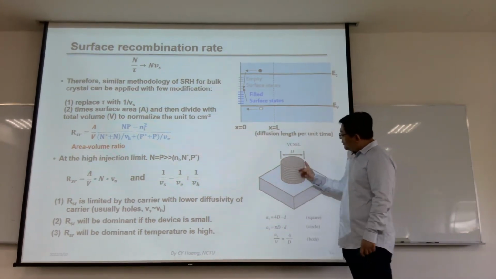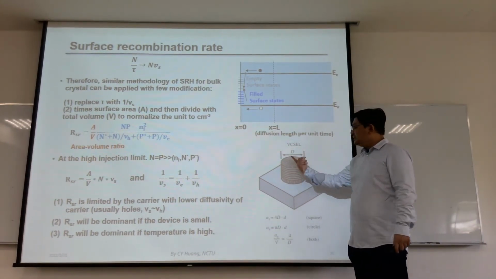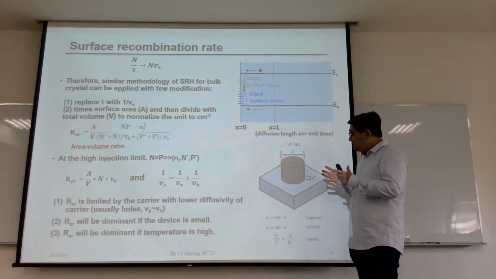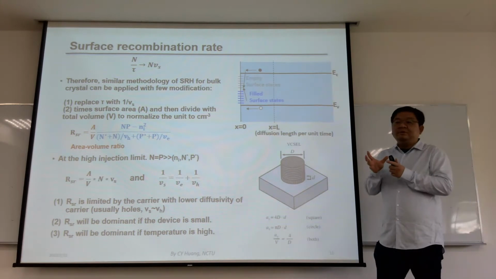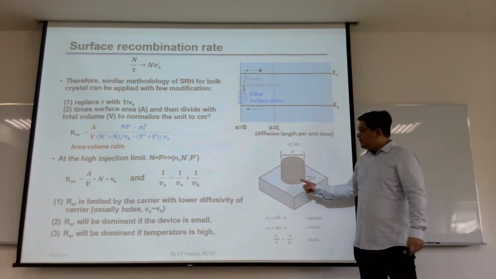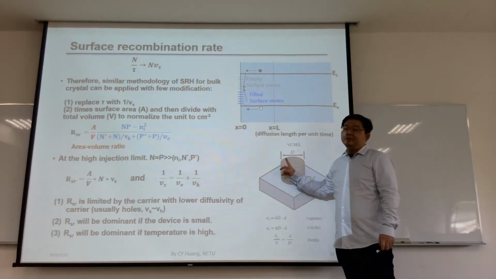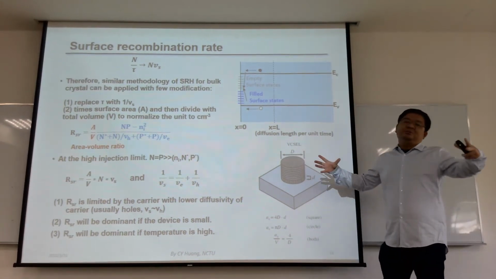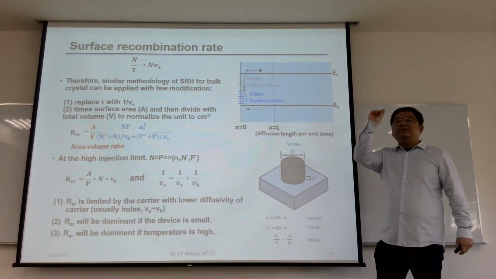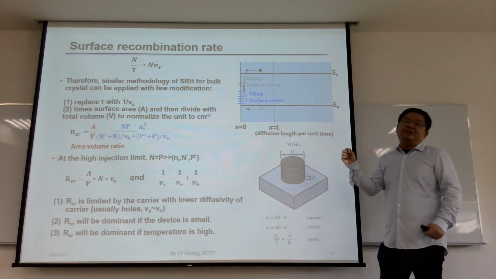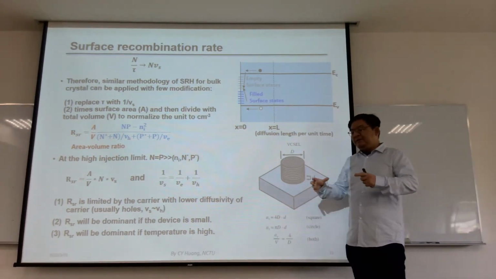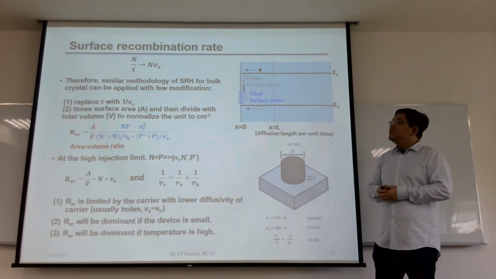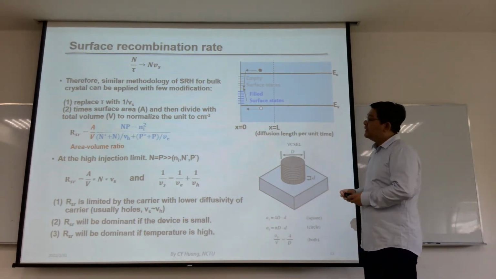For example, if we're making a device with a dimension d, and the device becomes smaller and smaller, then the surface recombination will become dominant. However, if you are making a larger chip, there's still some surface recombination, but the area to volume ratio is small, so it doesn't matter anymore.